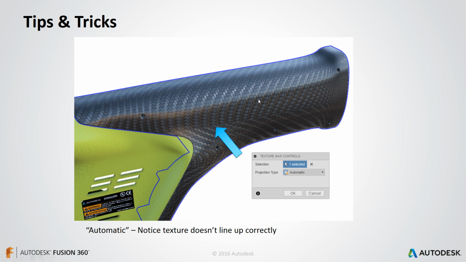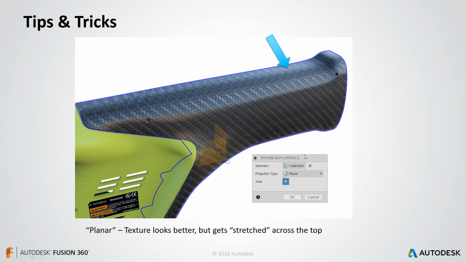However, we can see a sharp transition right here. You see a seam, for example. It still looks like carbon fiber, but I want it to be more realistic than this. So you can change your projection type from automatic to, for example, planar. Now that got rid of that seam, but notice what it did across the top. It has to stretch across this top, and that does not look good. It makes the side look good, but not the top.